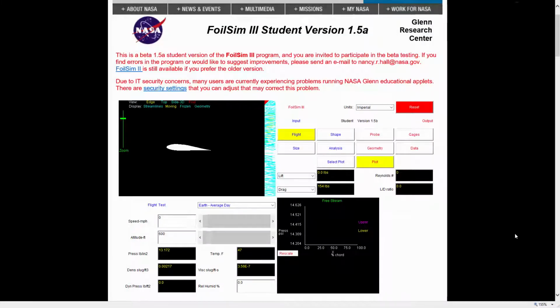I am using an airfoil simulator provided by the Glenn Research Center at NASA. Relying upon my background in aviation and published statistics that are easily found by a Google search, I have entered the appropriate data points into the simulator in order to closely approximate the wing of a Cessna 172.